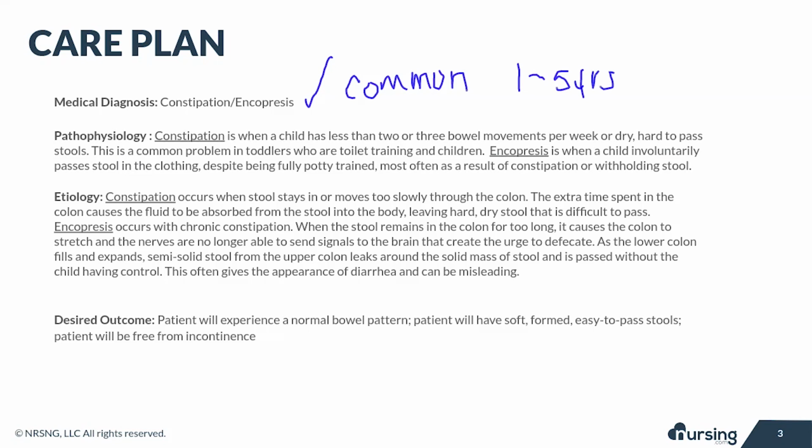By definition, constipation is when a child has less than 2 or 3 bowel movements per week. And typically the stools are going to be very hard and dry and difficult to pass. Sometimes they can actually be so large that they block the toilet. And I know that's difficult to imagine for these tiny people, but it is true.